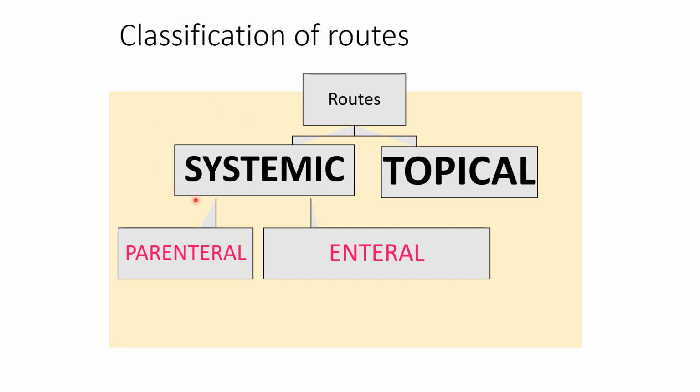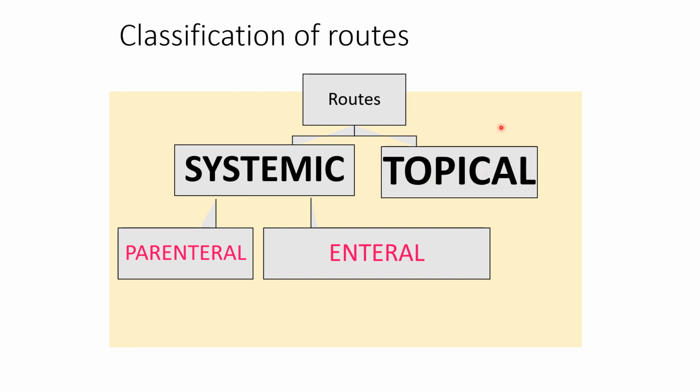What do we mean by systemic? Systemic routes are those whereby a drug is given so that it can be absorbed into the body and distributed into all body organs for a systemic effect. So here, the intention is for the drug to be absorbed for a systemic effect.